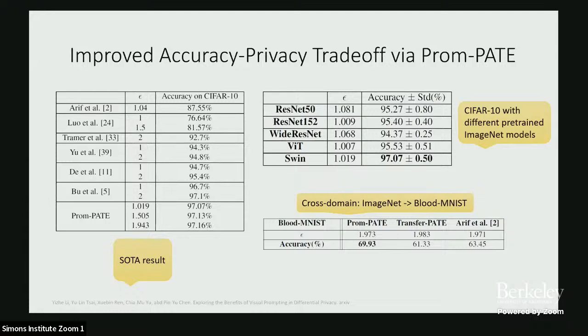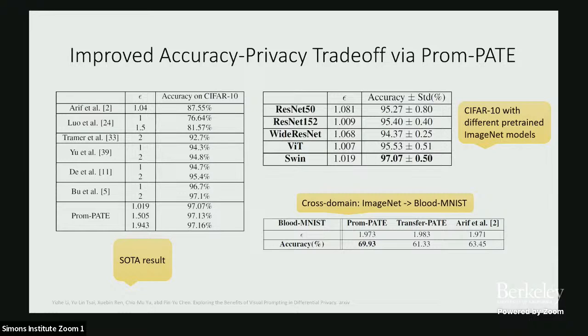So we do some ablation study by taking different models pre-trained on ImageNet, from a typical convolutional neural net, ResNet, all the way to more recent transformer-based architectures like Swin transformers. And what we do see is that the more capable source models, with better accuracy on their original source task, also deliver a better accuracy-privacy trade-off in the downstream task. So given the same epsilon budgets, a more advanced, more accurate source model will also give better accuracy on the target task.